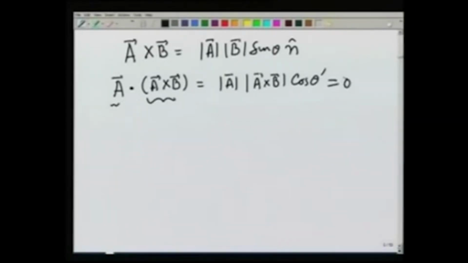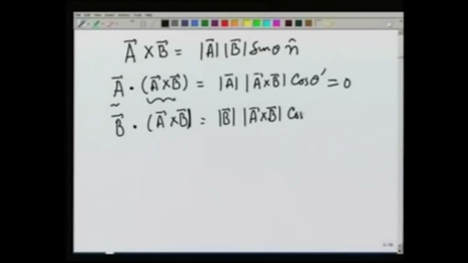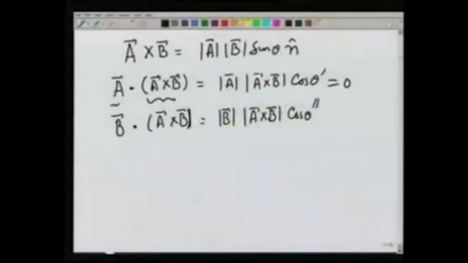0, because A cross B is in a direction perpendicular to A, and so should be B dot A cross B, which is equal to magnitude of B, magnitude of A cross B, cosine of, let us say, theta double prime. Again, since A cross B is supposed to be perpendicular to A and B both, this should also be 0. So, let us take an example.